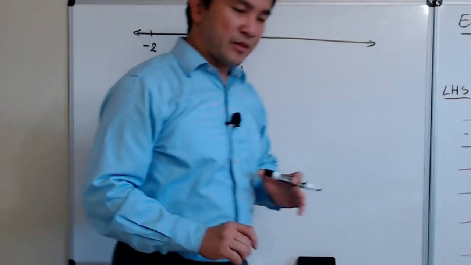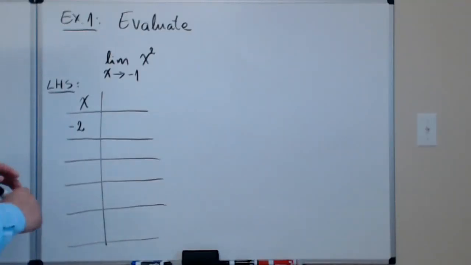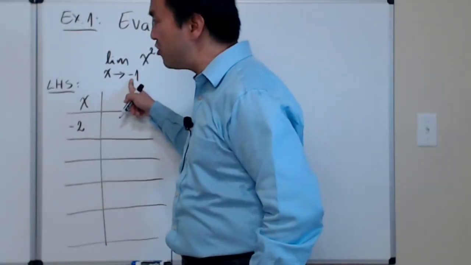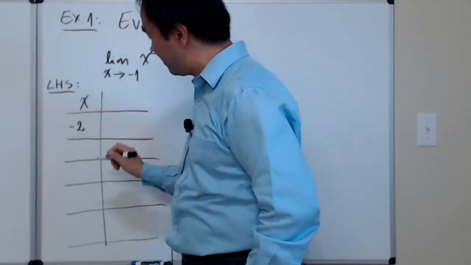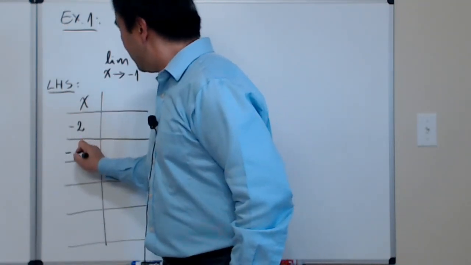On my other board, continuing with my table of values. To get closer to -1, but still remaining on the left-hand side of -1, I'm going to choose -1.1.